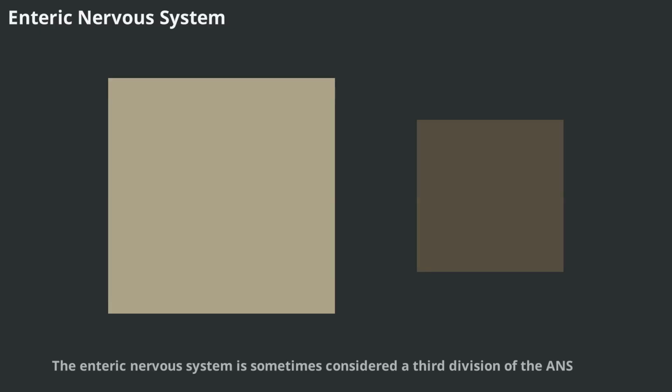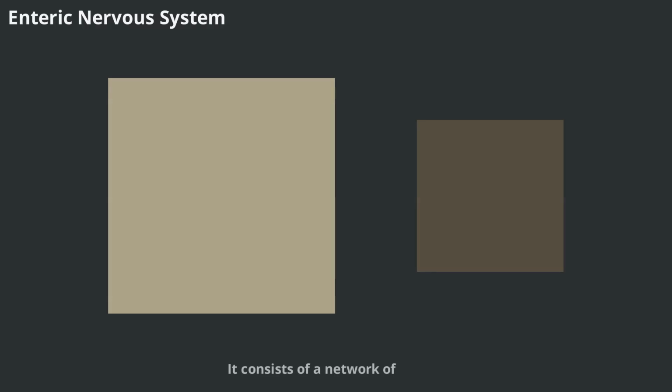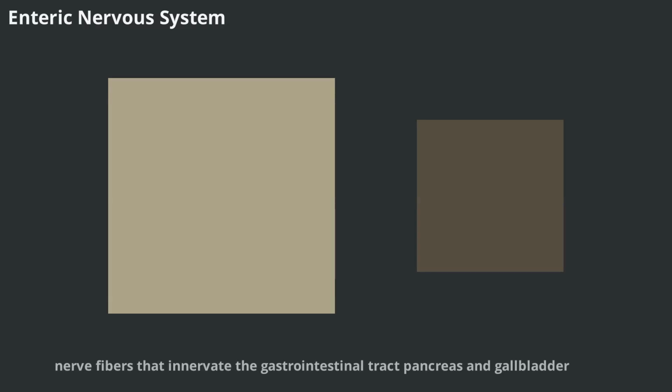Enteric nervous system is sometimes considered a third division of the ANS. It consists of a network of nerve fibers that innervate the gastrointestinal tract, pancreas, and gallbladder. Often referred to as the brain of the gut, it functions independently of the CNS, controlling motility, secretions, and blood flow within the digestive system. However, it is still influenced by both the sympathetic and parasympathetic systems.